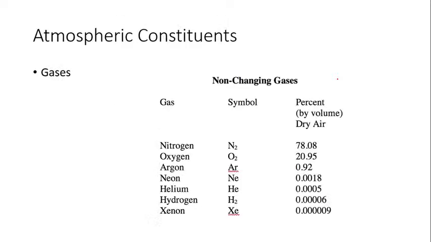Now, the atmospheric constituents. Atmosphere is composed of different types of gases and suspended particles. As you all know, the major component of the atmosphere is nitrogen. These are the non-changing gases. First is nitrogen, then oxygen, then argon, neon, helium, hydrogen, xenon. Many gases are present in the atmosphere. These are the non-changing gases: nitrogen, oxygen, argon, neon, helium, hydrogen, and xenon.